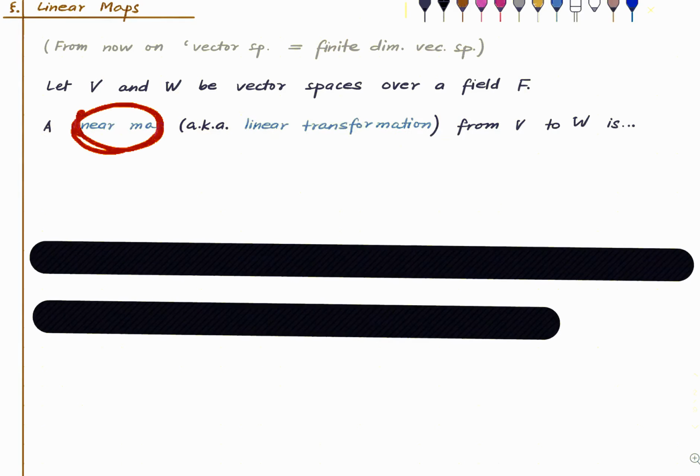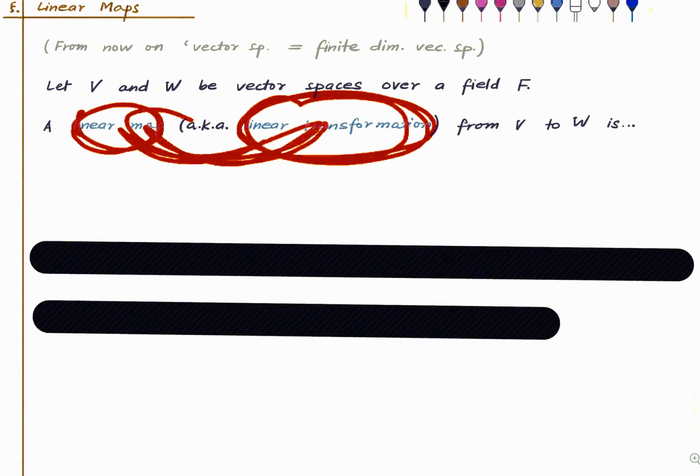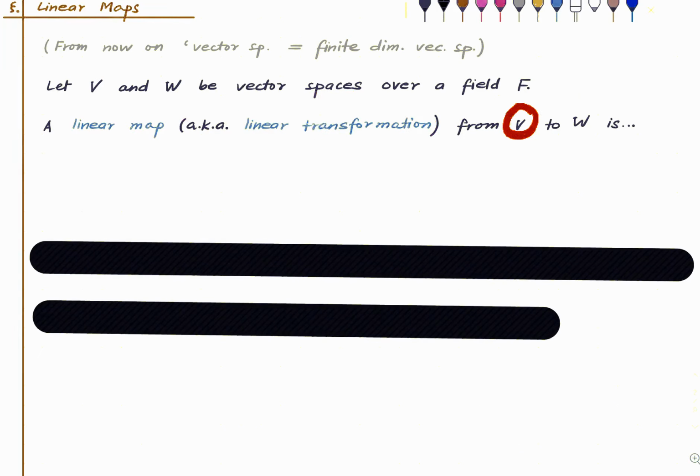Then a linear map or a linear transformation, just two different terminologies meaning the same thing, from the vector space V to the vector space W is a map T from V to W such that two things happen. First is that T of x plus y is Tx plus Ty. So when I write Tx, I mean T of x. T of x plus T of y.